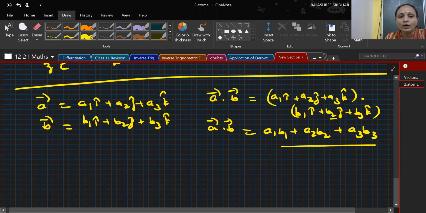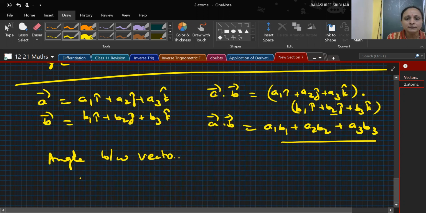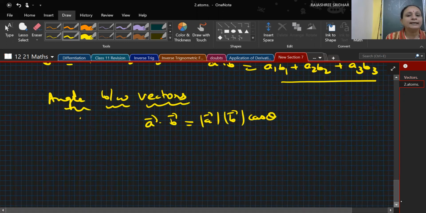Okay. Now all of us know that you are going to find the angle between the vectors. Whenever we talk about the angle between vectors, we all know A dot B is equal to modulus of A into modulus of B into what will come? That is cos theta. So if you want to find the value of cos theta, that is the angle between them, what is the value?